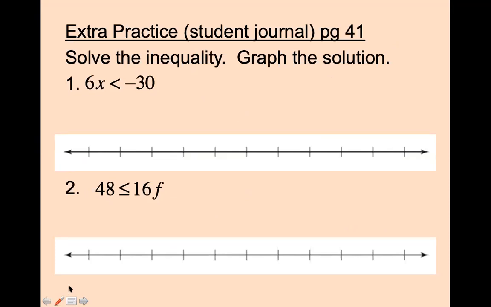I'm going to grab a pen. And our first one, we have 6x is less than -30. So we start out solving these just like we would solve an equation. I'm trying to get x by itself. So in this first case, I would divide both sides by 6.